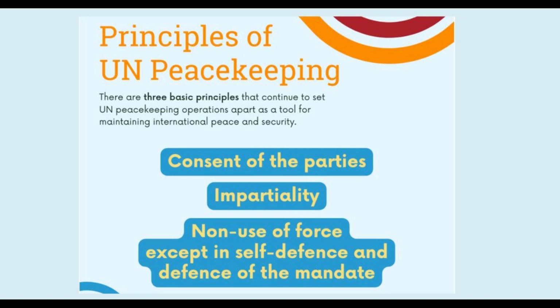2. Impartiality. Impartiality is crucial to maintaining the consent and cooperation of the main parties, but should not be confused with neutrality or inactivity. United Nations peacekeepers should be impartial in their dealings with the parties to the conflict, but not neutral in the execution of their mandate.